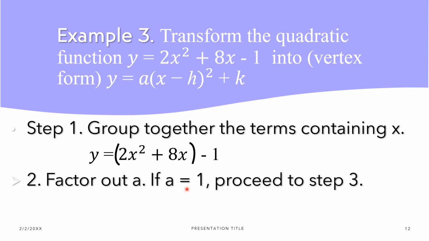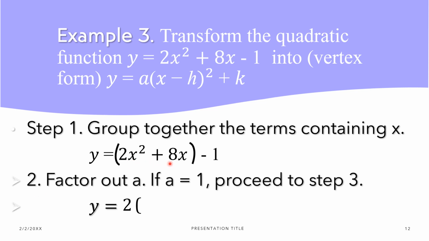Factor out a. If a is equal to 1, proceed to step 3. Since ang a natin dito is 2, so hindi po siya equal sa 1, ipa-factor out natin yung a. So ilalabas lang natin yung a. So y is equal to, labas natin ng a. Ano ang a natin? Very good, 2. Then, put a parenthesis, open.